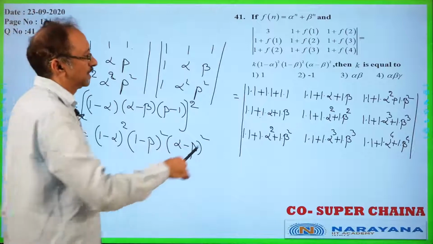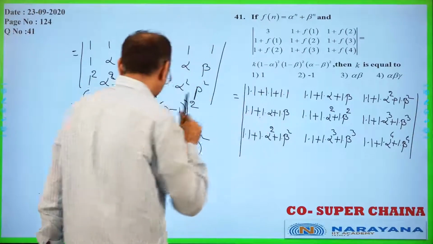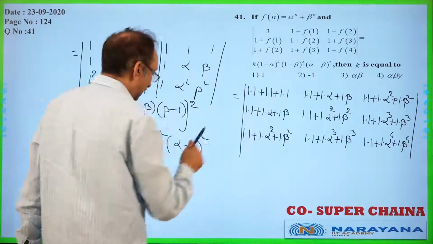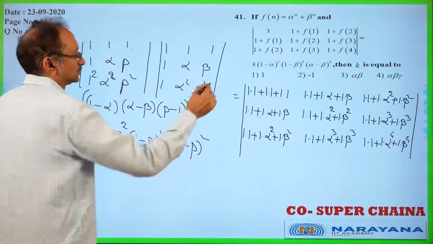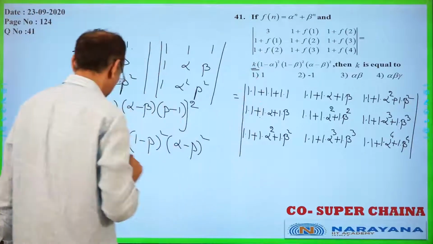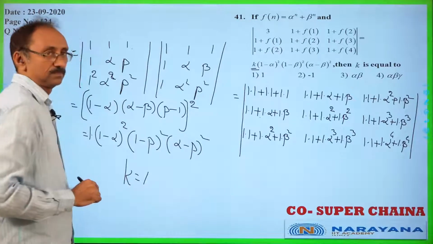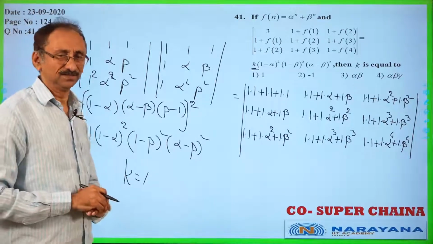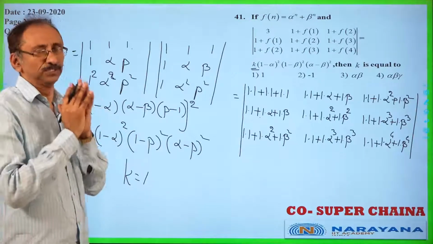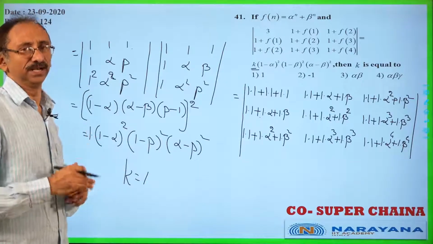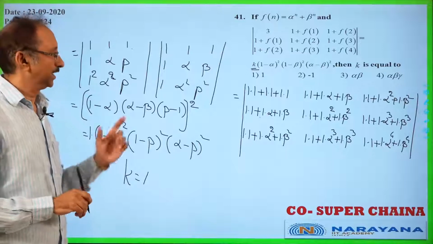Okay. And now compare this with this, 1 minus alpha whole square, 1 minus beta whole square, alpha minus beta whole square. So what is the value of k here? The value of k is 1. So this is the procedure. So even though for some problems we do not know the procedure, we can substitute the numbers in the determinants and we can get the answers. Right. And now we go to the next question.